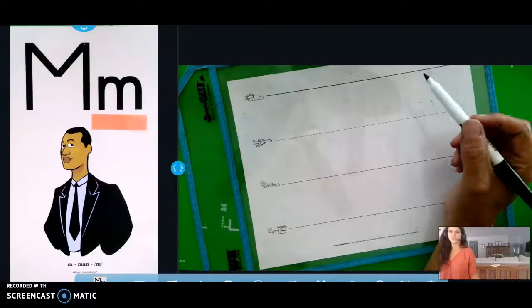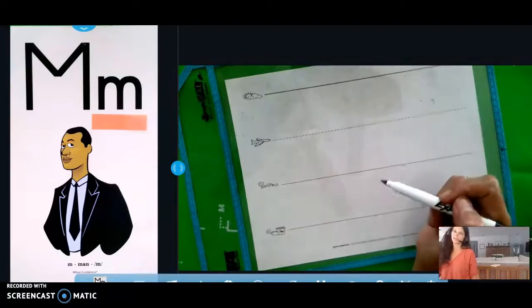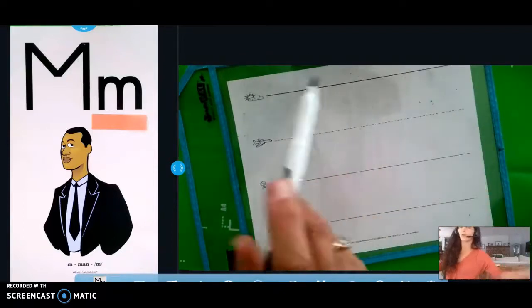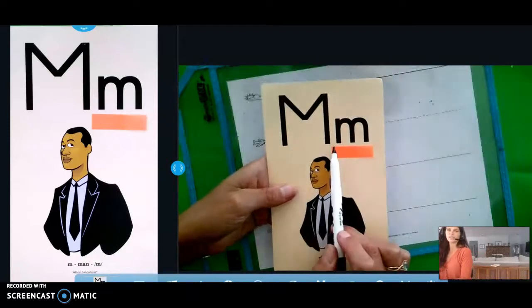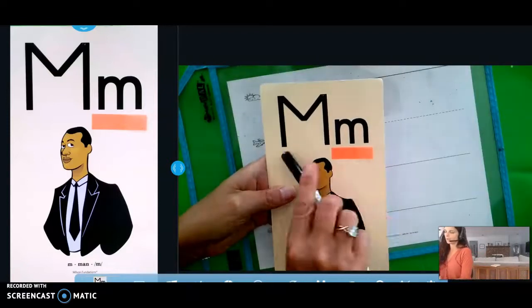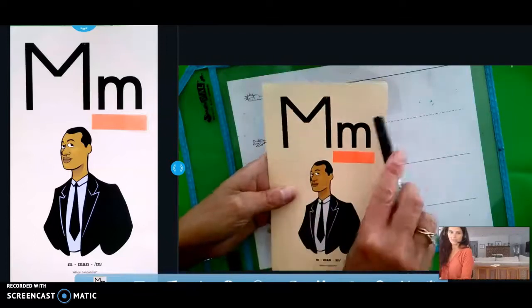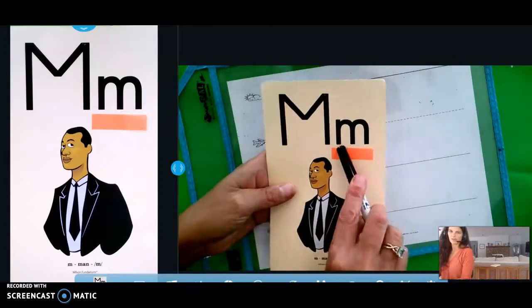Okay, boys and girls, it's now time to do the lowercase m. And again, I did put an orange line underneath the lowercase m. This is the uppercase M. We're not going to be worried about the uppercase M. We're just going to be focusing in on the lowercase m.